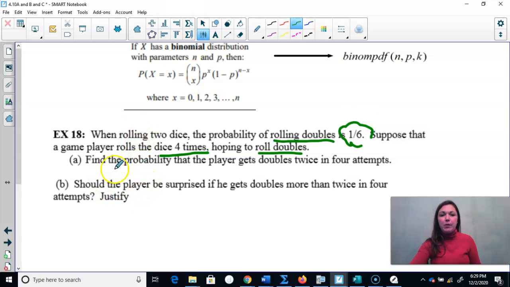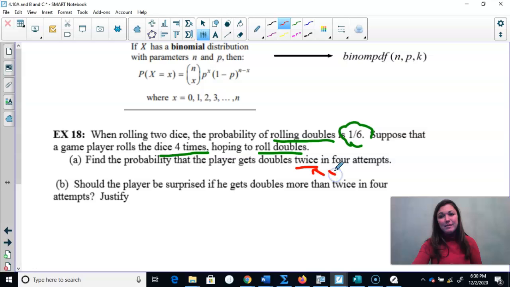Okay, now let's get to the question. Find the probability that a player gets doubles twice in 4 attempts. Now, when I talk about a binomial distribution, I'm talking about everything that could happen. So we would figure out the probability of getting 0 doubles in 4 attempts, 1 double in 4 attempts, 2 doubles, 3 doubles, and 4 doubles in 4 attempts. That's a binomial distribution. All I care about right now, though, is figuring out the probability of getting doubles twice in 4 events.